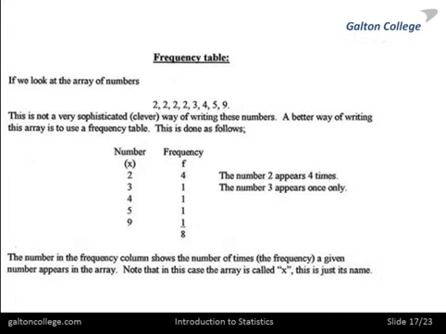Now for a frequency table, well, go back to this one here again. Now if we write this down in terms of frequency, we'll just call this set of numbers x here. So we've got 2, 3, 4, 5 and 9. Now for the 2, the 2 occurs 4 times. The frequency is 4 times.